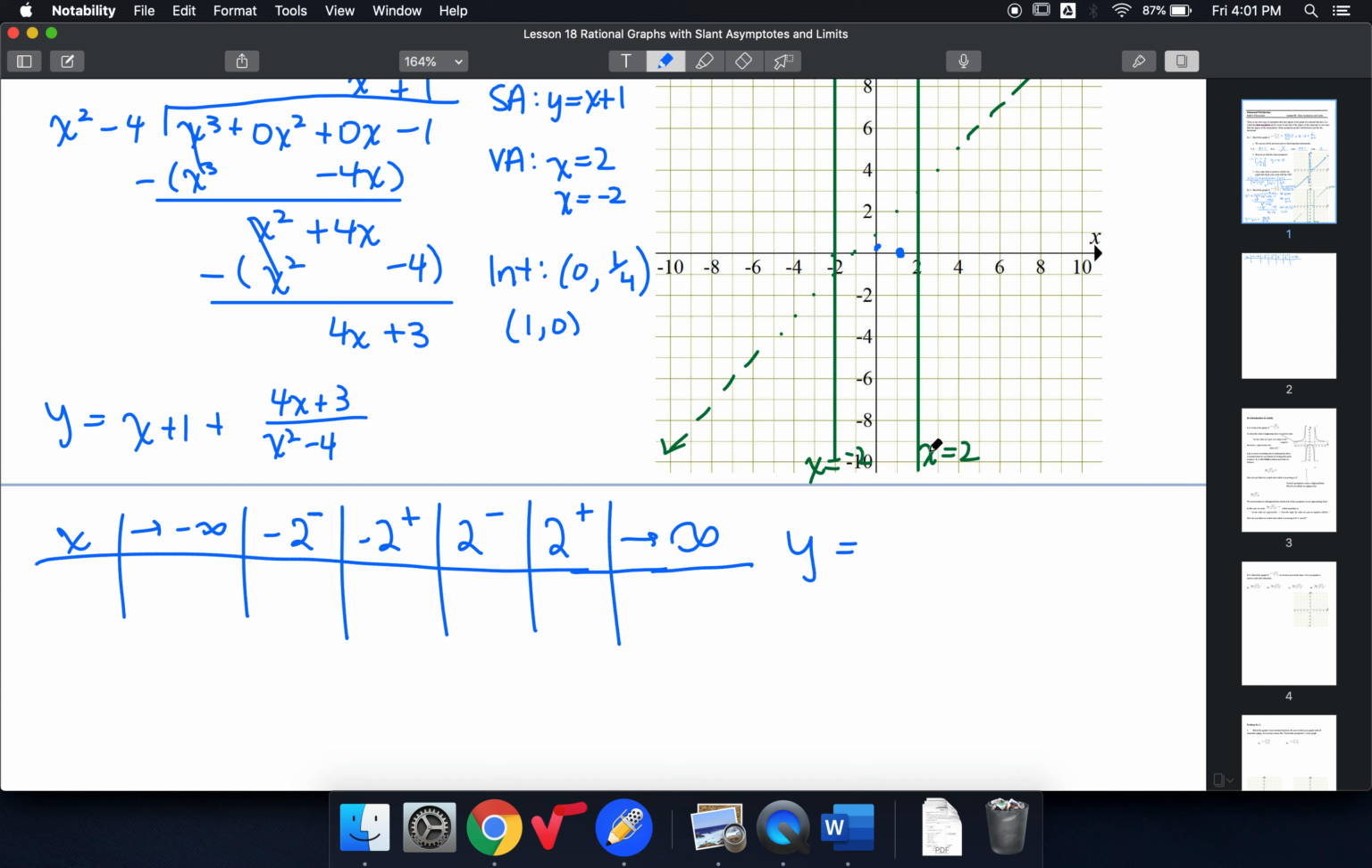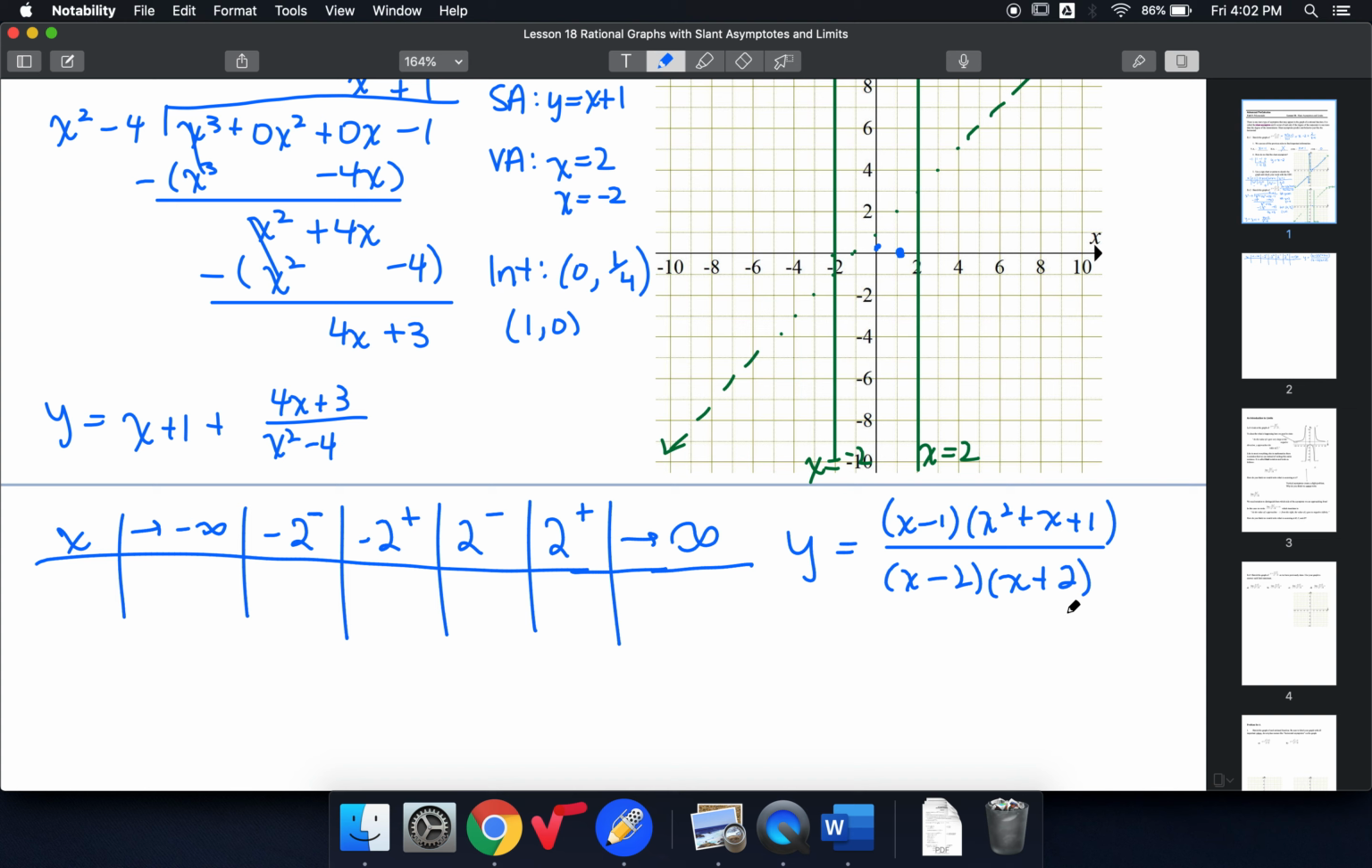Here I like to use my factored form. So I had x minus 1, x squared plus x plus 1 over x minus 2, x plus 2. And I like the factored form because it's easy for me to know positives and negatives.